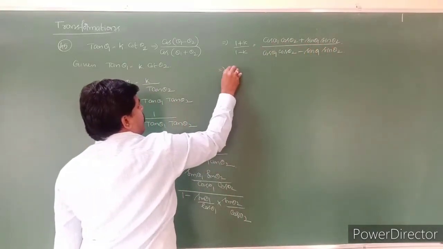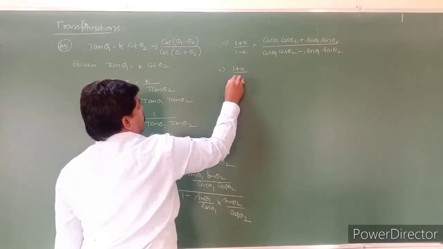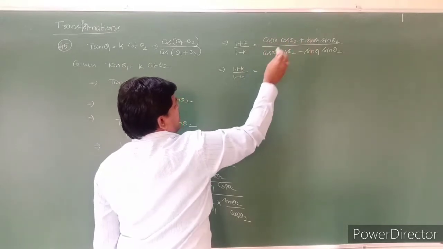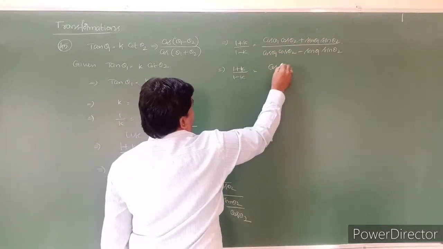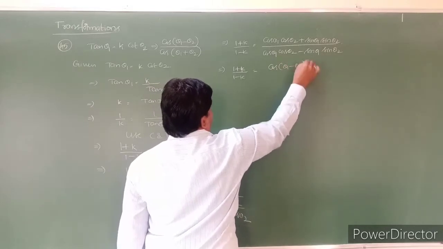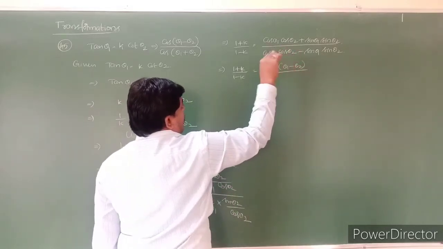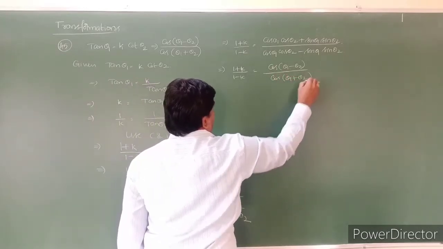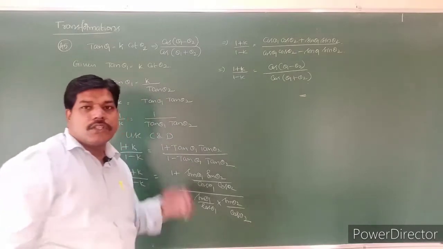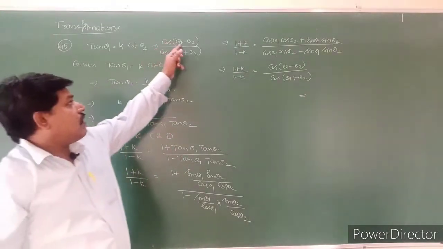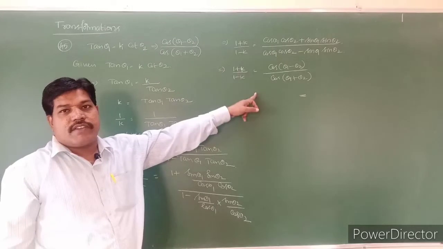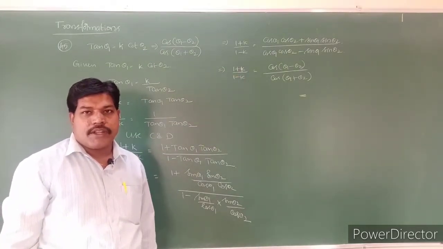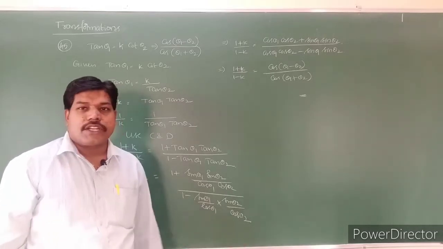So that implies (1 plus k) by (1 minus k) is equal to cos A cos B plus sin A sin B, which is nothing but cos of A minus B. It will become cos of (theta 1 minus theta 2) by cos A cos B minus sin A sin B, which is nothing but cos of A plus B. So it will become theta 1 plus theta 2. So that is nothing but the value they are asking, cos(theta 1 minus theta 2) by cos(theta 1 plus theta 2). That value is (1 plus k) by (1 minus k). Do you understand, students?